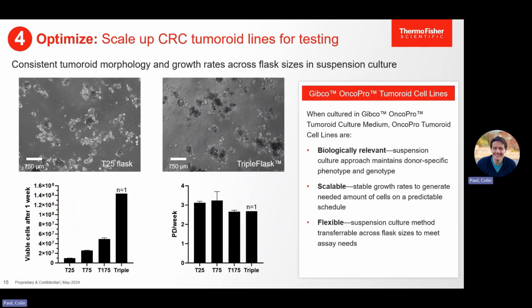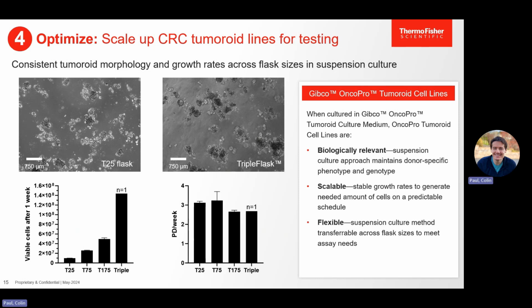In particular, the suspension culture approach in standard flasks enables researchers to generate the cell numbers they need when they need them. Tumoroid morphology and growth rates, as population doublings per week here, are consistent from T25s up to T175s and triple flasks, and millions to tens of millions of cells per flask can be harvested to dissociate and seed into well plates for screening and analysis.